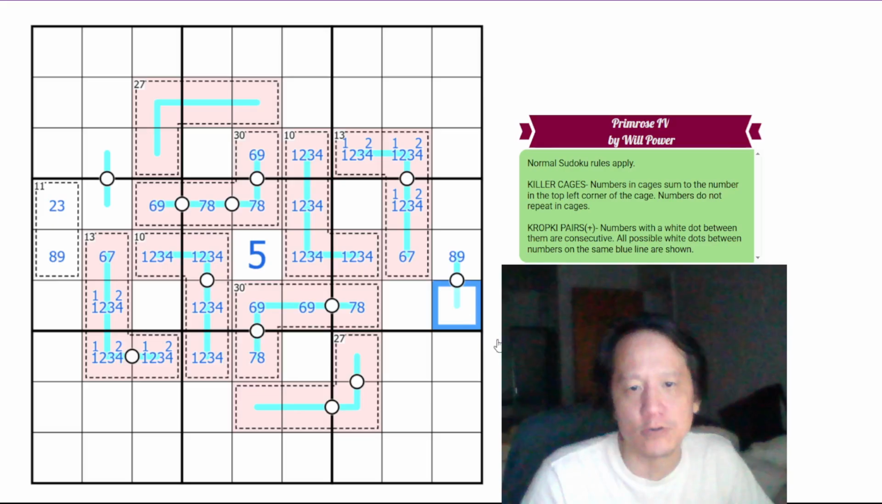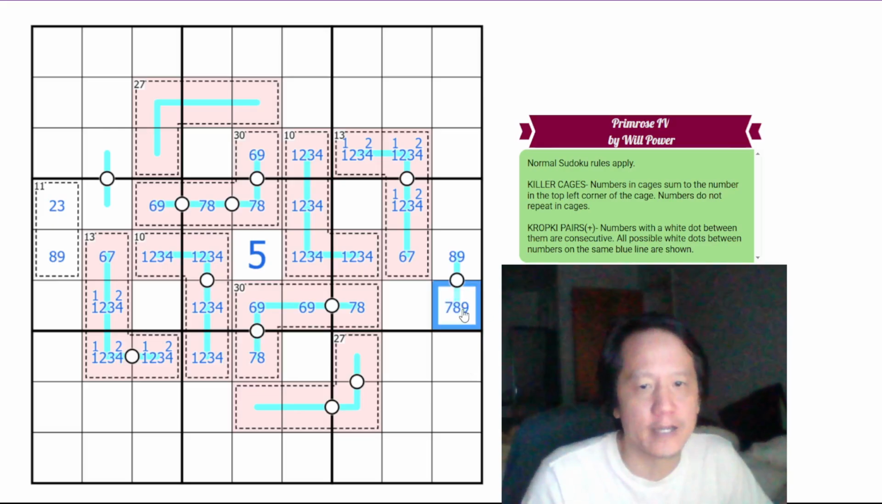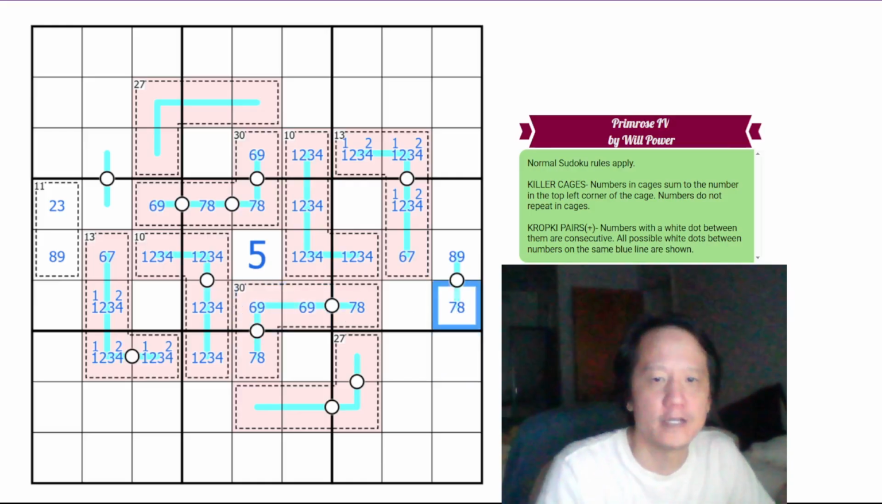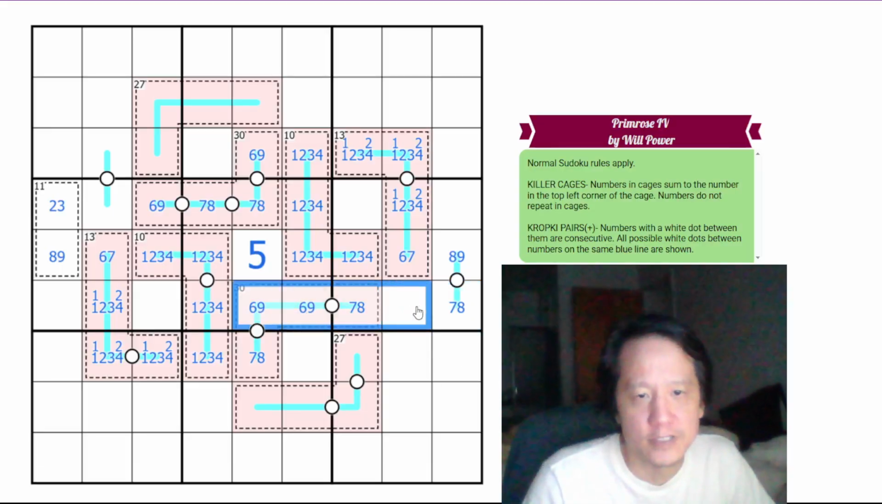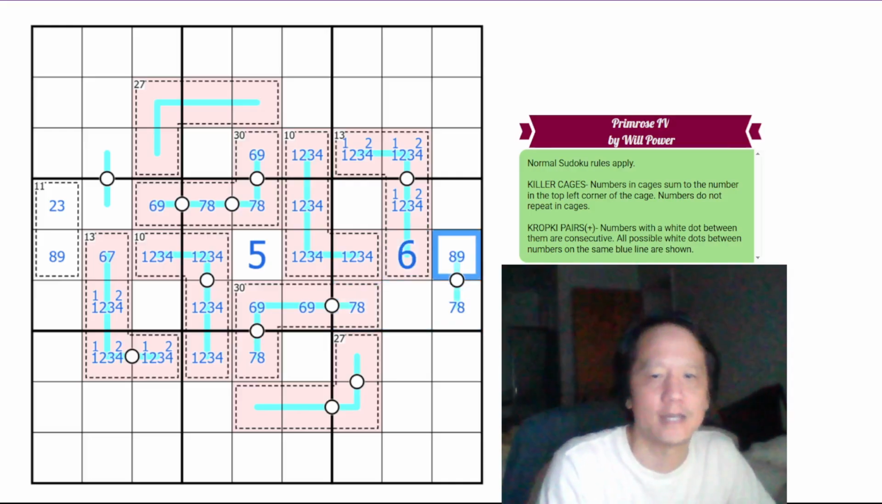8 and 9 are only consecutive with 7, 8, or 9. But this cannot be 9 here because of the 6, 9 pair. Sorry, this cannot be 9 here. This is 7 or 8. We have a 7, 8, 7, 8 pair in this right-hand box, right central box. That eliminates 7 and 8 in the rest of the box. This can't be 7. This is 6. This can't be 8. This is 9. That makes this 8, which makes this 3.